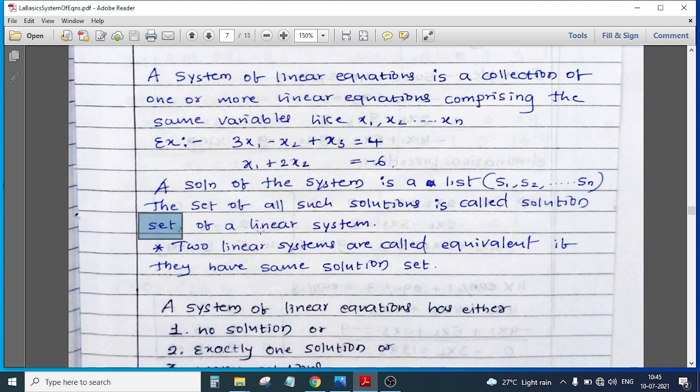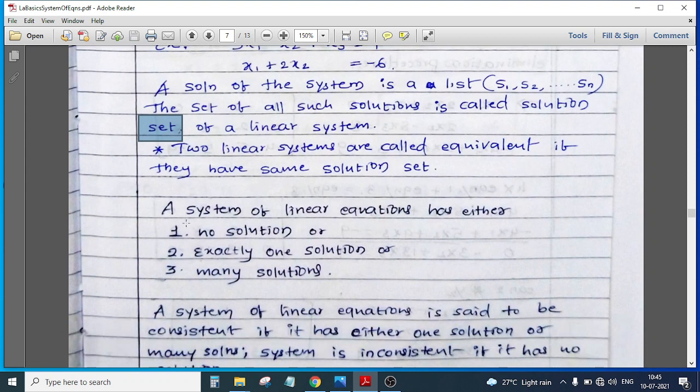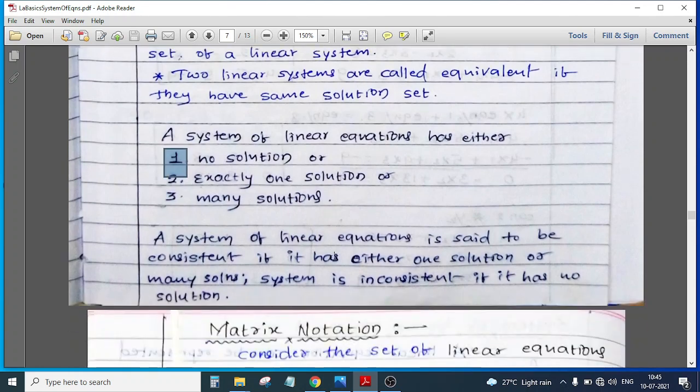The fourth point. Now, when we speak of solution set, there could be 3 types of solutions. Which are the 3 types of solutions? Either it could be no solution, one solution, or many solutions. Finally, the last point, if I have one solution or many solutions, we call such a system of linear equations consistent. And if I have no solution, then we call it an inconsistent system.